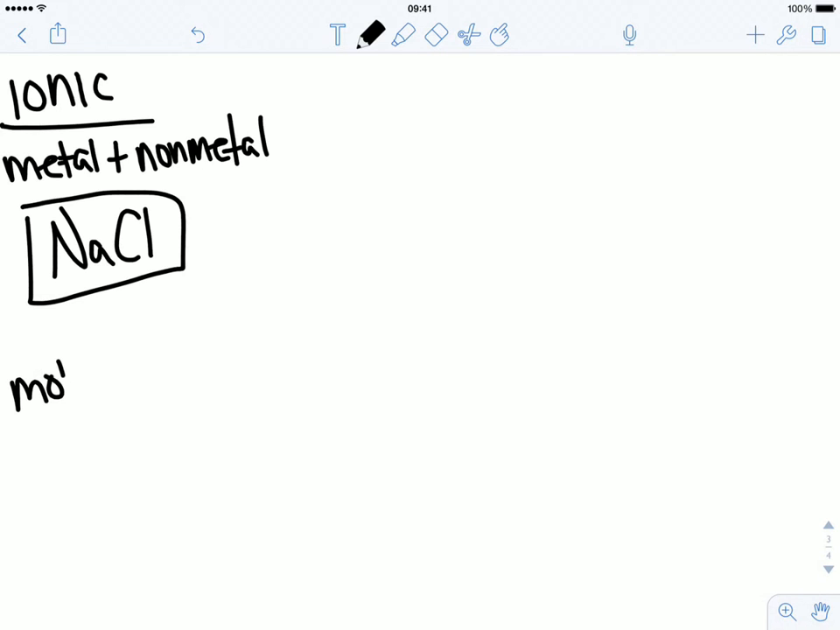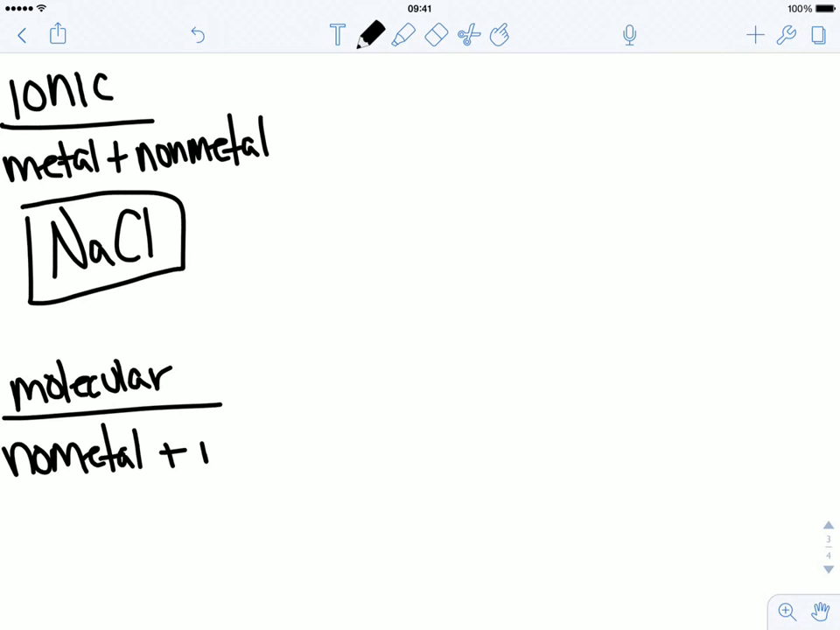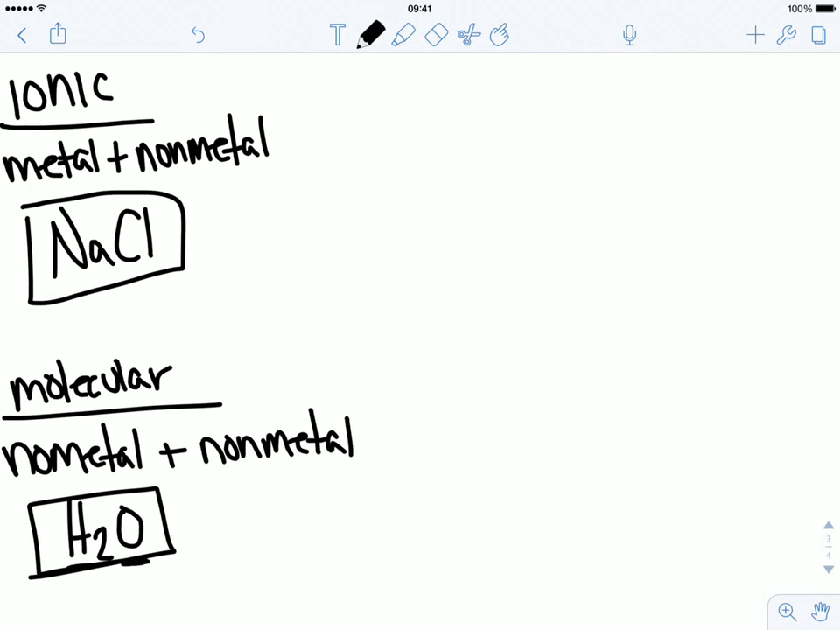Molecular compounds. Molecular compounds are a nonmetal plus a nonmetal. So 2 nonmetals. An example of a molecular compound would be water, H2O. Hydrogen is a nonmetal, even though it's on the left side of the periodic table, it really belongs on the right. Just for organizational purposes, it's on the left, but it's a nonmetal, combined with oxygen, which is also a nonmetal. So when 2 nonmetals are together, that is what a molecular compound is.